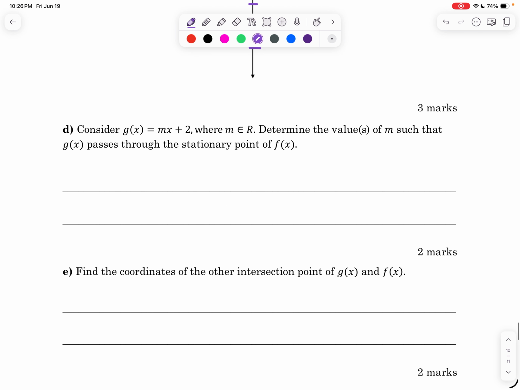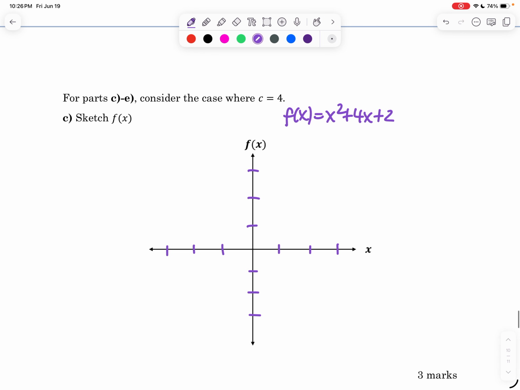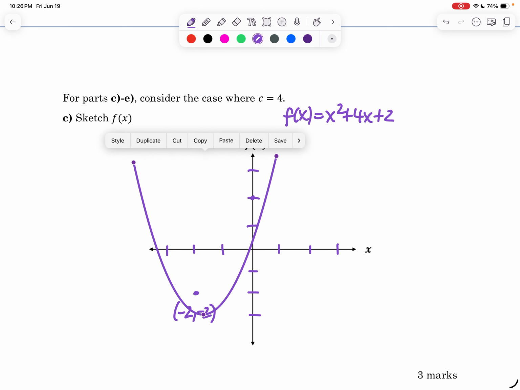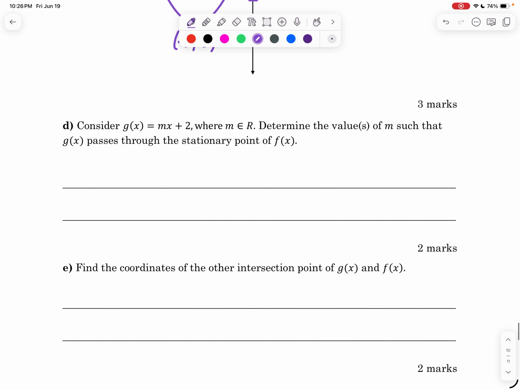Because it says sketch, it doesn't actually say how accurate you need it to be. So that's minus 2, minus 2. It's got to go through 2. So it's got to look something like that, but it doesn't actually say to give it intercepts or anything.